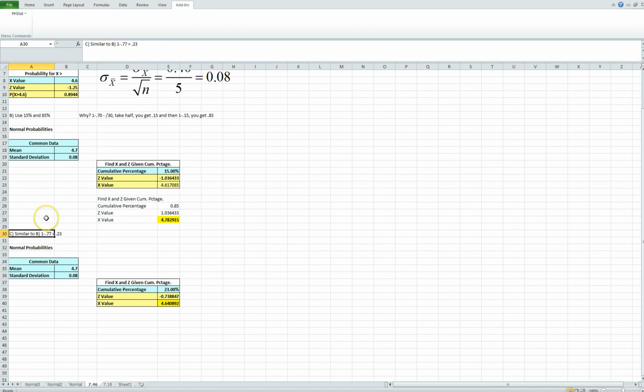And then for C, it's very similar in concept. You got to take that 77%, subtract from 100 to get 23%, and use that value as the cumulative percentage to get that x value, and that's 7.46.